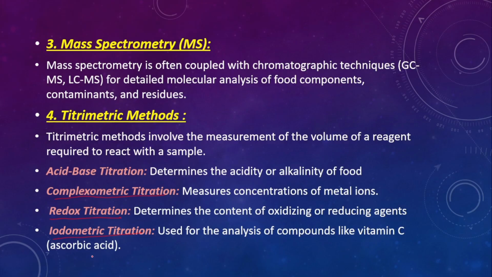This method is commonly used to determine the concentration of oxidizing agents like chlorine or copper by reducing them to their lower oxidation states. Iodometric titrations are highly sensitive and precise, especially for compounds that can be quantitatively oxidized by iodine. They are widely applied in water quality analysis and pharmaceutical testing. Iodometric titrations are used for the analysis of compounds like vitamin C, that is ascorbic acid.